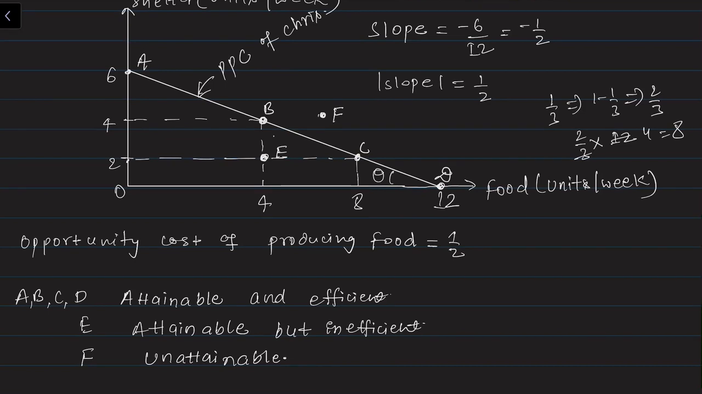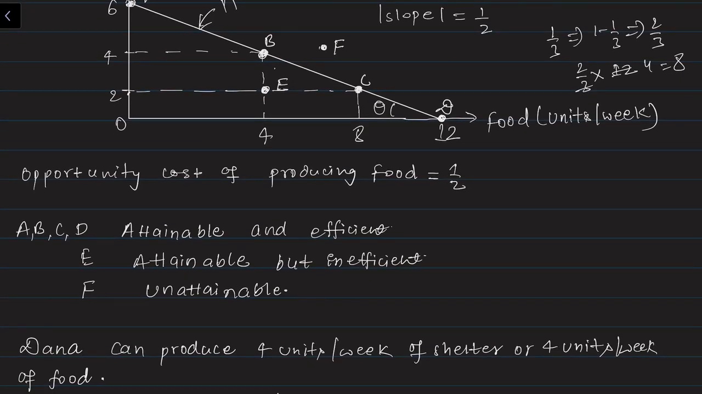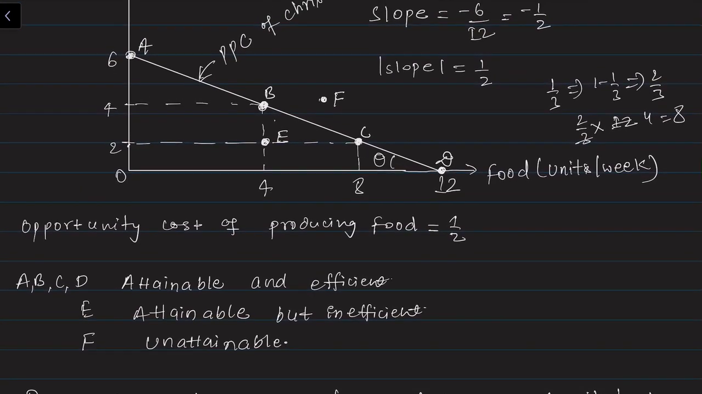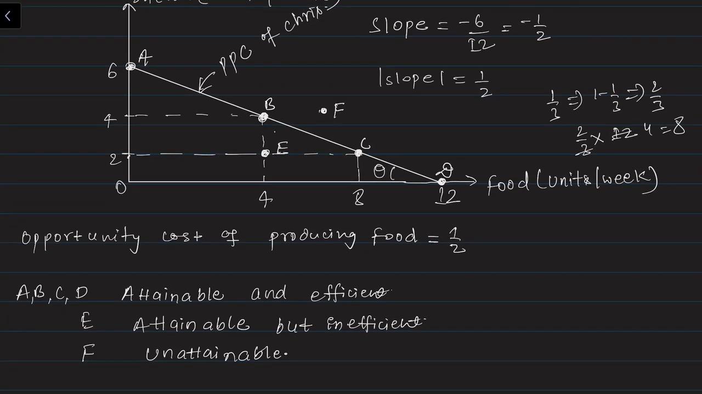Now let's check these 4 points A, B, C, and D, whether these points are attainable and efficient. So attainable means basically whether we can produce these quantities or not, and efficient means whether there is wastage of some time. So since A, B, C, D points lie on PPC, so these quantities are attainable as well as efficient. There will be no wastage of time.